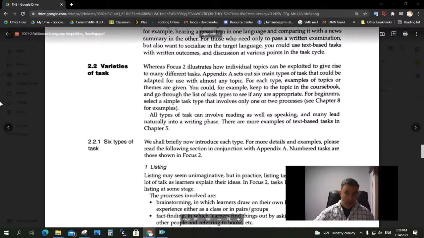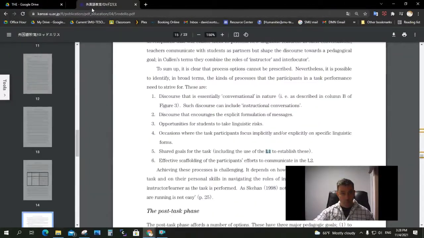But as a matter of fact, a big name in TBL, Rod Ellis, has famously supported it. And if you'd like, I will include this article that I'm quoting right now in your Google Classroom. But he says in his study on TBL that it's possible to identify in broad terms the kinds of processes that people doing this kind of task performance strive for, what they're trying to do.